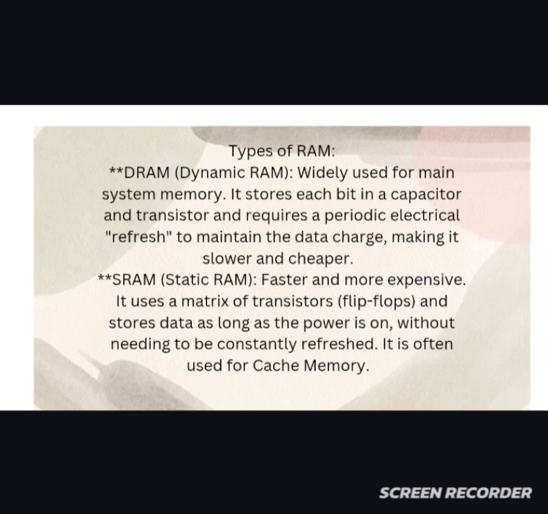Types of RAM: DRAM, dynamic RAM, widely used for main system memory. It stores each bit in a capacitor and transistor and requires periodic electrical refreshes to maintain the data charge, making it slower and cheaper. Static RAM is faster and more expensive. It uses a matrix of transistors and stores data as long as the power is on without needing to constantly refresh. It is often used for cache memory.